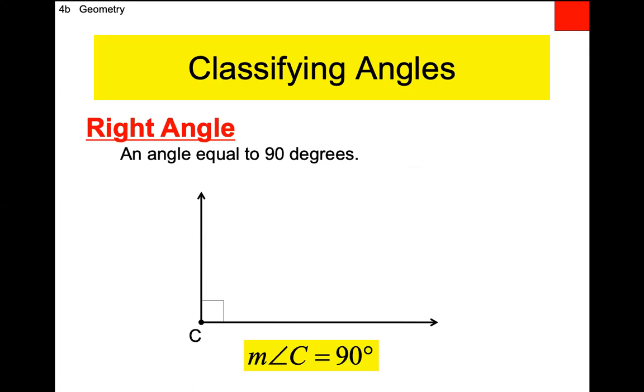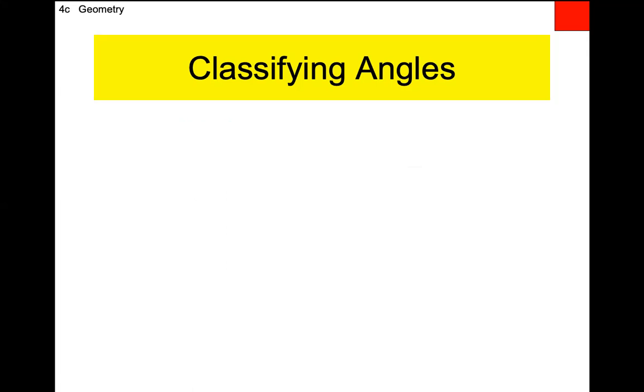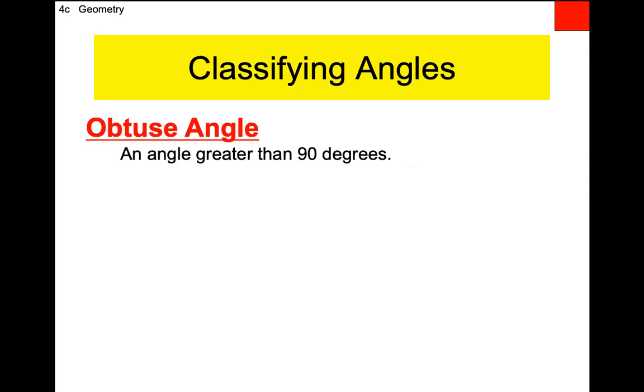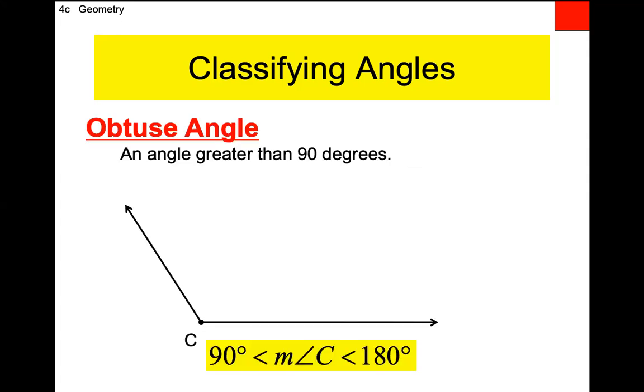I'm sorry, I lied. Next biggest one, obtuse. How many degrees is an obtuse angle? Not 90, not 180, but somewhere in between. Bigger than 90, less than 180. The measure of angle C is bigger than 90, less than 180.